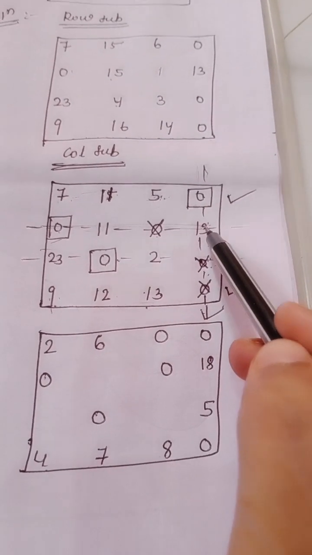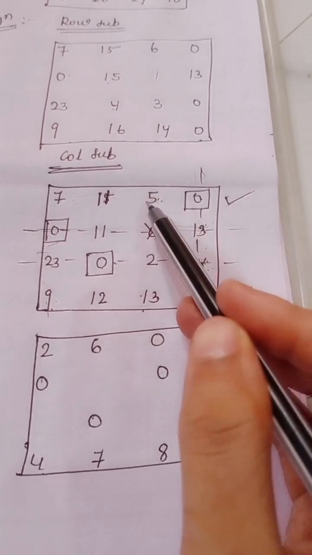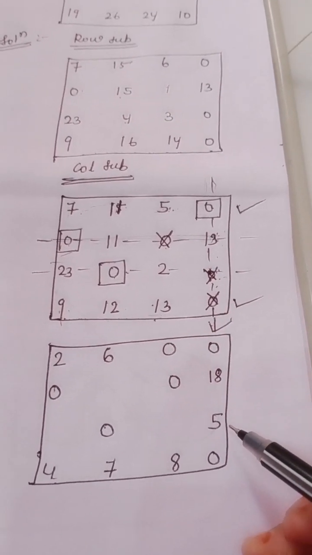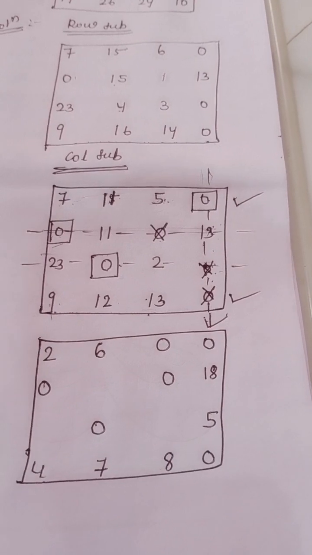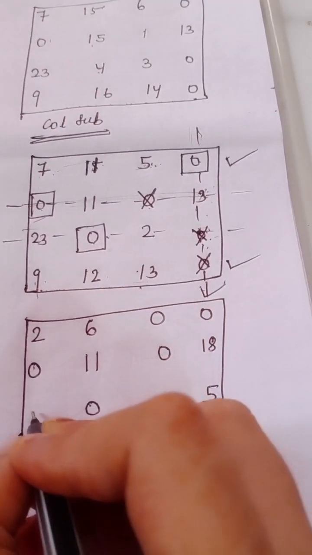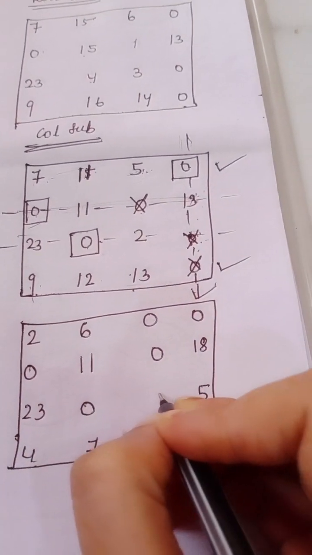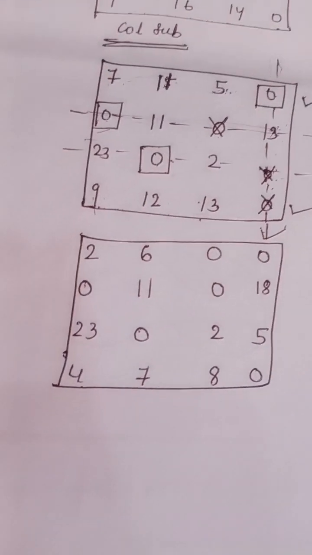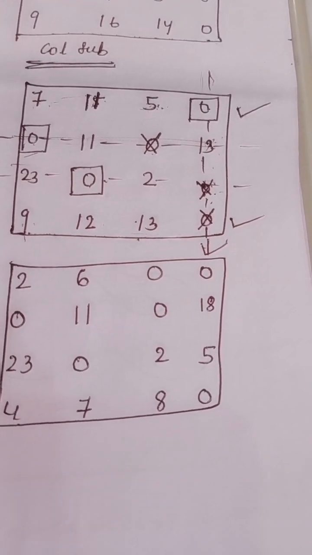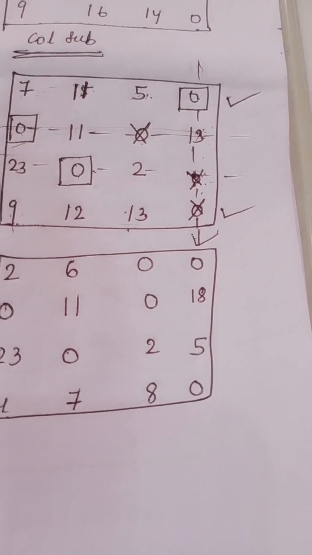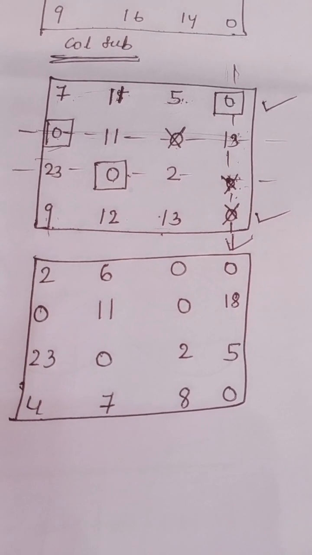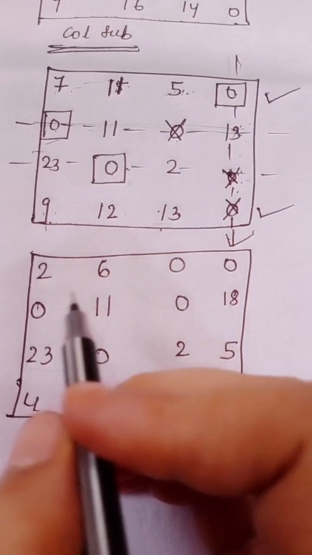Intersection of lines. This and this. You will add 5. 13 plus 5 is 18. 0 plus 5 is 5. And write the remaining values as it is. 11, 23, 2. Okay. See. Now again we'll repeat the method. We'll start with rectangles. Okay. Now start again. You can start with any of the rows.